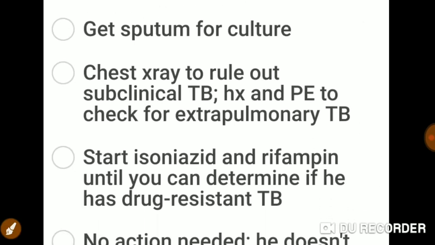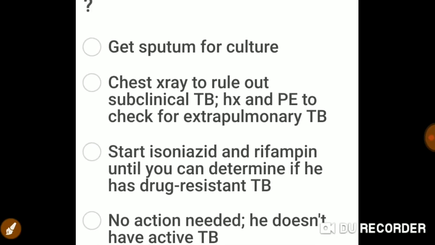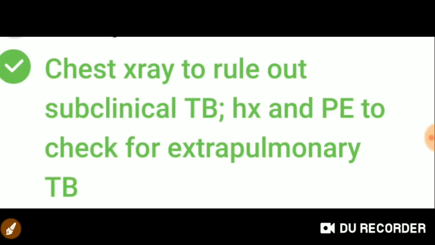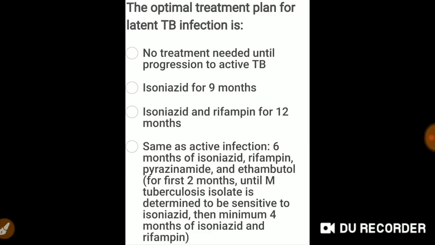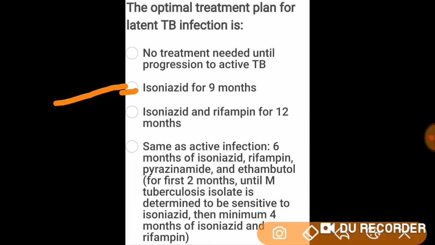See the options carefully now. Get sputum for culture? No. Chest x-ray to rule out subclinical TB and check for extrapulmonary tuberculosis. This is the right answer. Okay. The optimal treatment plan for latent TB infection is isoniazid for 9 months.